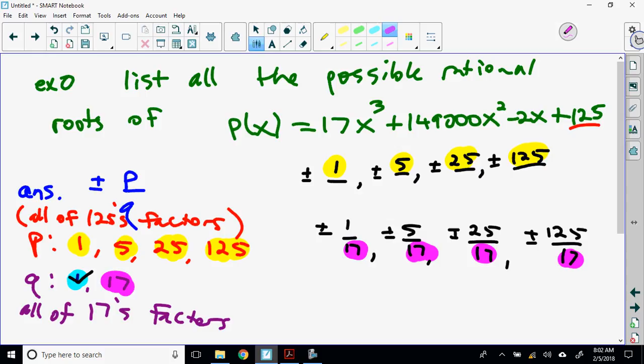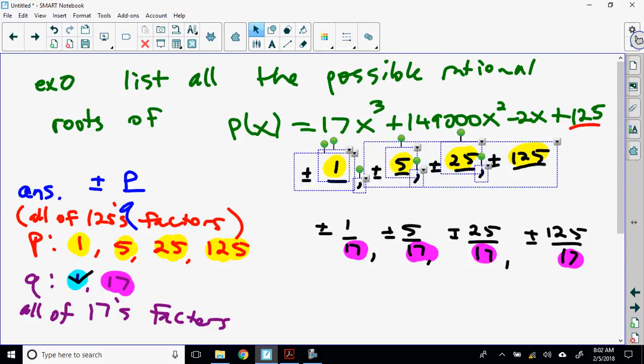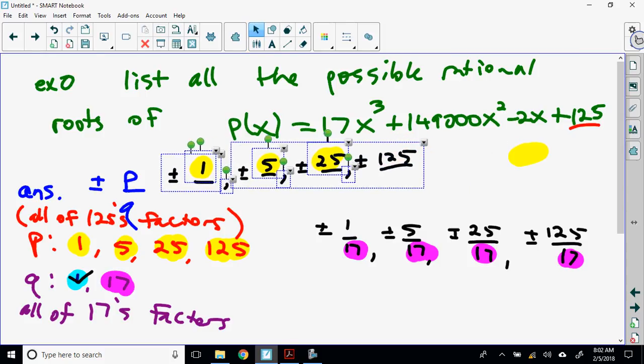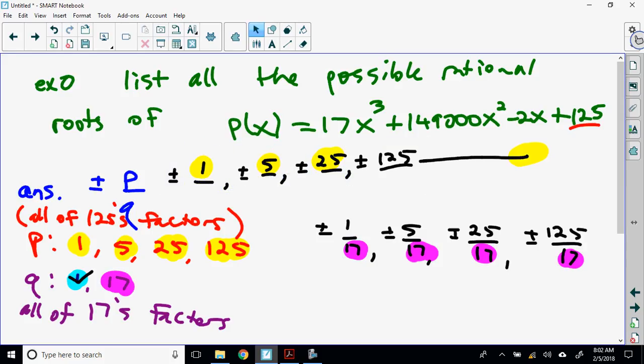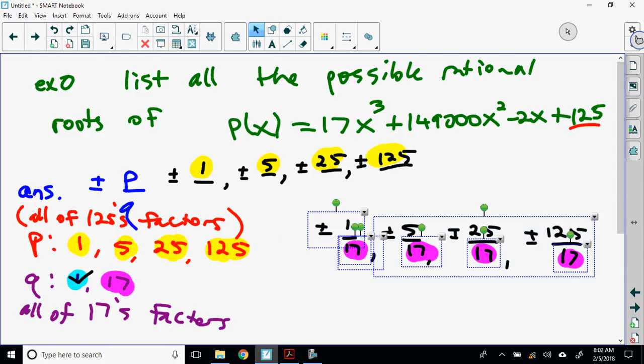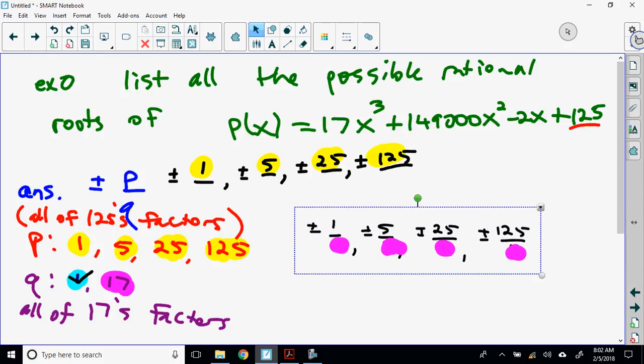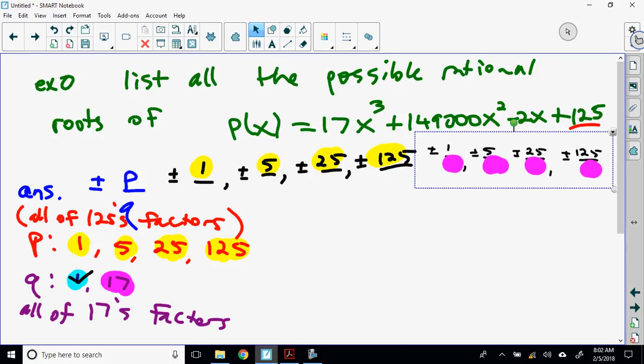Okay. So if I were to put that list out in a horizontal fashion, maybe I can do that. Let's see if the smart board cooperates. So plus or minus 1, plus or minus 5, plus or minus 25, plus or minus 125. Get all these other ones and put them beside it if I can. And all those, it looks like there's how many? It looks like there's 8, but remember we got plus or minus. So how many are there really? 16. So there's 16 possible rational roots of the polynomial. Does anybody have any questions so far?